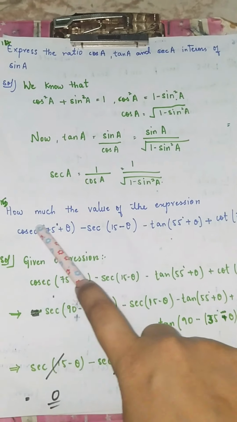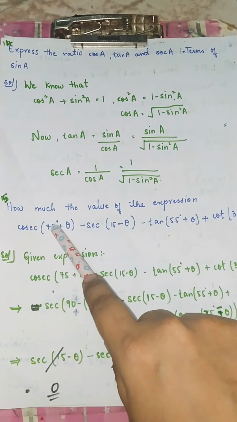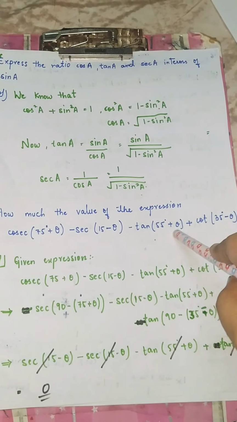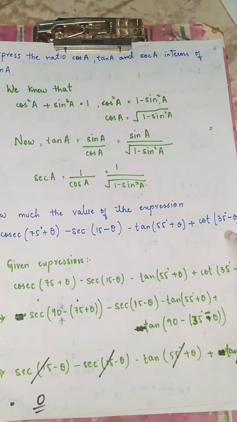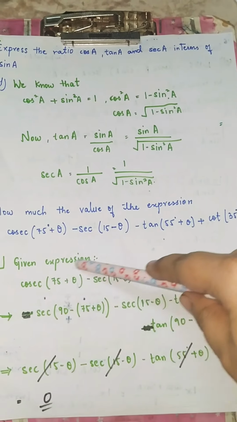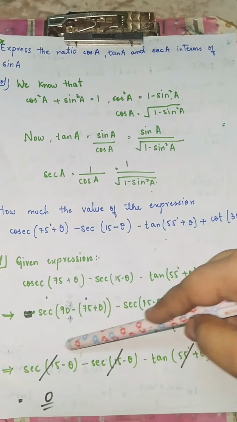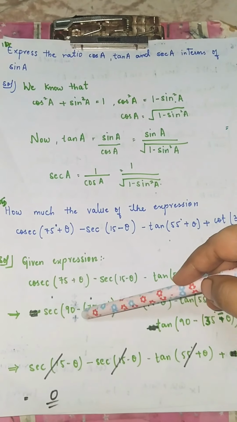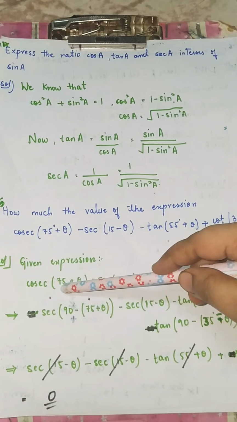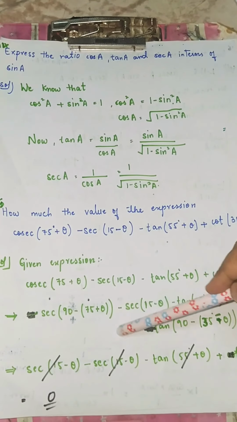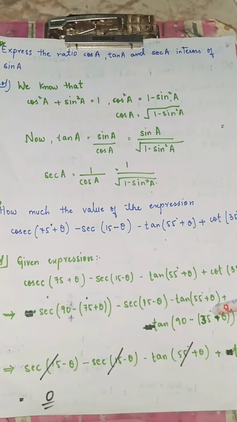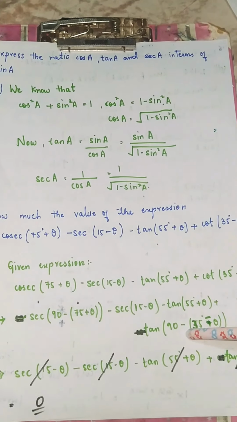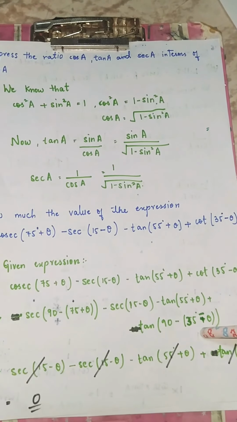Now the 15th one. What is the value of the expression cosec (75 degree plus theta) minus sec (15 degree minus theta) minus tan (55 degree plus theta) plus cot (35 degree minus theta)? We have to find the value. This is the given expression. We have to convert this cosec into sec and this cot into tan. Now what is cosec theta? Cosec theta is sec (90 minus theta). So sec (90 minus, instead of theta, you have to take this 75 plus theta) minus sec (15 minus theta) minus tan (55 plus theta) plus, instead of cot we have to take tan (90 minus theta). Tan (90 minus, what is the theta? Theta is 35 degree) minus theta.